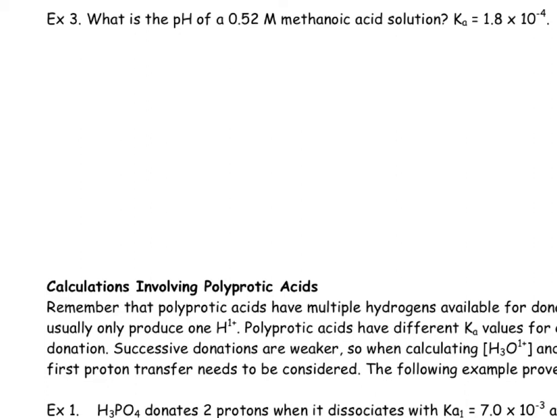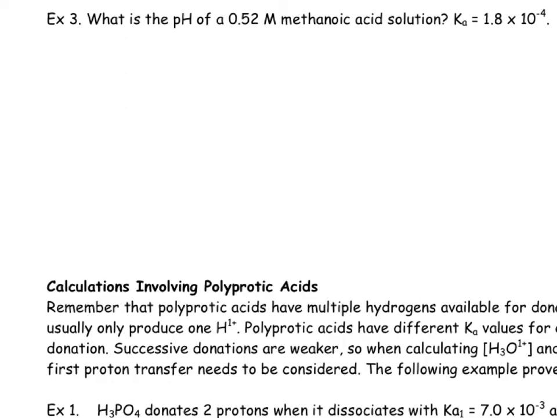Here's an example of the reverse calculation. You can always look up the Ka of an acid. There's a table in the back of your textbook in Appendix B. And you can calculate the theoretical pH of that acid at any concentration you want.